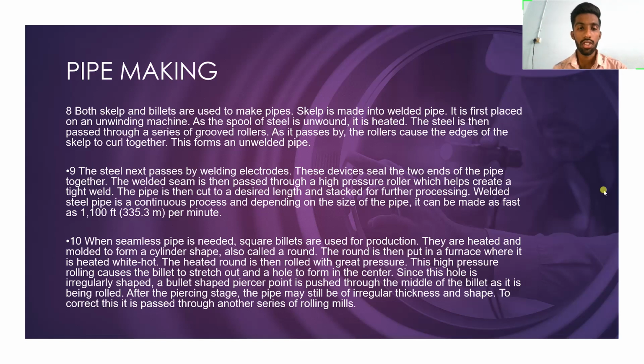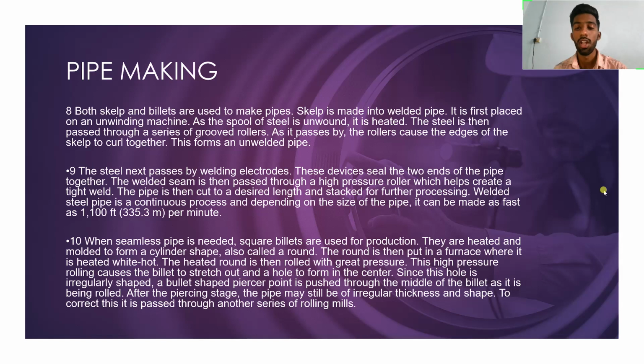Next point is pipe making. Both slabs and billets are used for making pipes. Skelp is made into welded pipe. In the first phase, it is placed on an unwinding machine as the coil of steel is unwound. It is heated. The steel is then passed through a series of grooved rollers. As it is passed by the rollers, the edges of the skelp curl together. This forms an unwelded pipe.